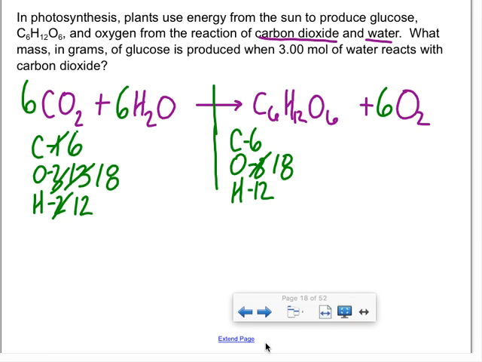We got to figure out what we're given and set up our mole ratio and then the molar mass of what we're trying to get to. So we start with 3 moles of water. Okay, so I'm going to put 3 moles of H2O.